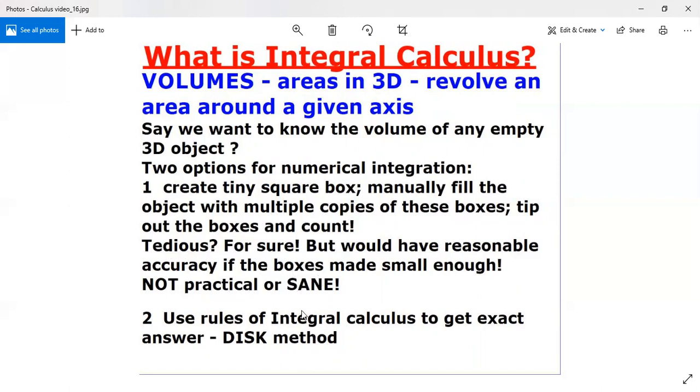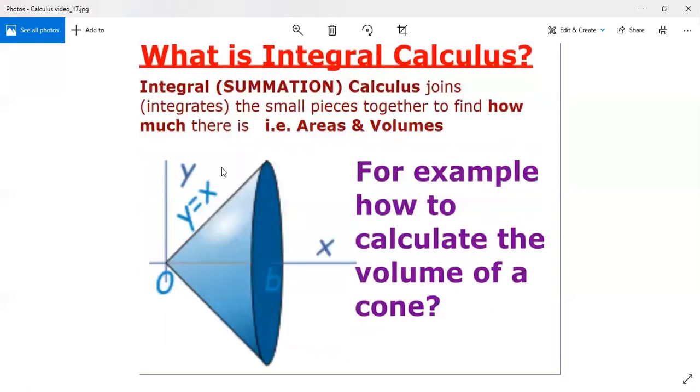The sane way to do it is to use rules of integral calculus. The easiest way is to use the disk method. So for example, if we have a function y equals x in 2 dimensions, that straight line here, if we revolve that straight line around the x-axis, we create a volume of a cone as shown here between x equals 0 and x equals b. How do we calculate the volume of that cone?